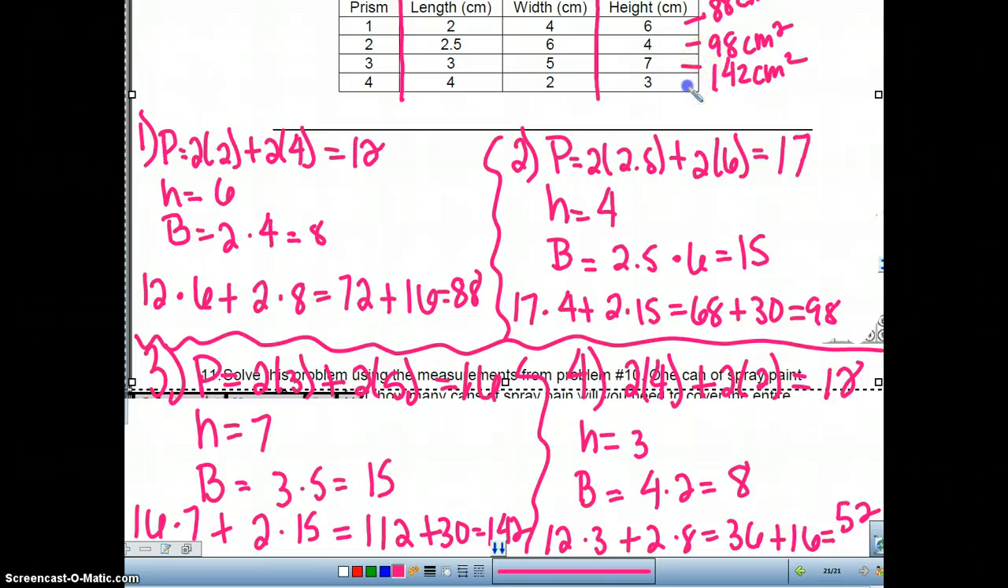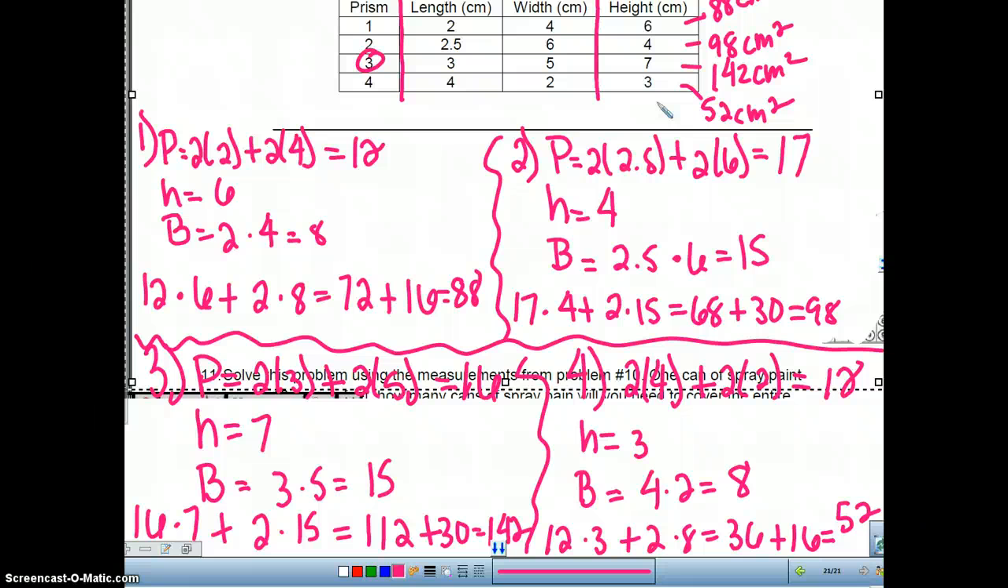All right, so that one's 52 centimeters squared. So which one has the greatest total surface area? 3. Now here's something really important. You're going to have a question very similar to this on your test. All these numbers are totally different from the ones in the table on your test. Please don't go in there and just choose number 3. Do the math. All right, let's move on to number 10.